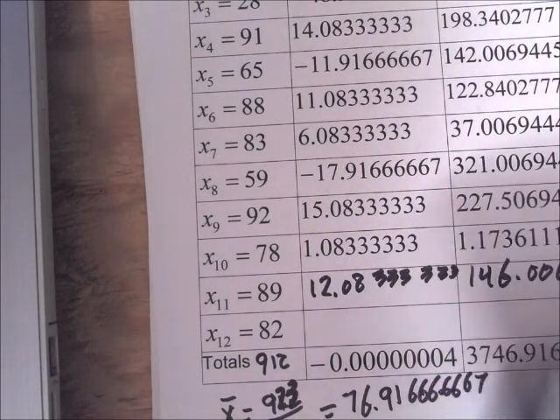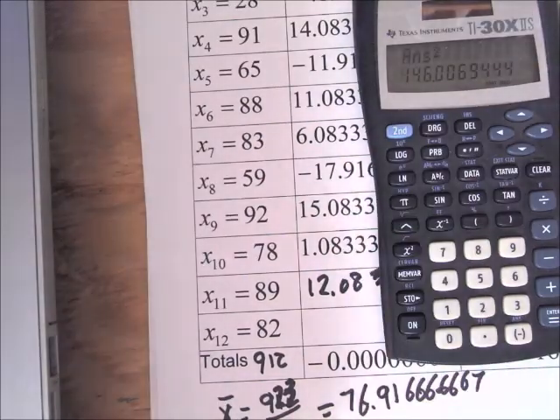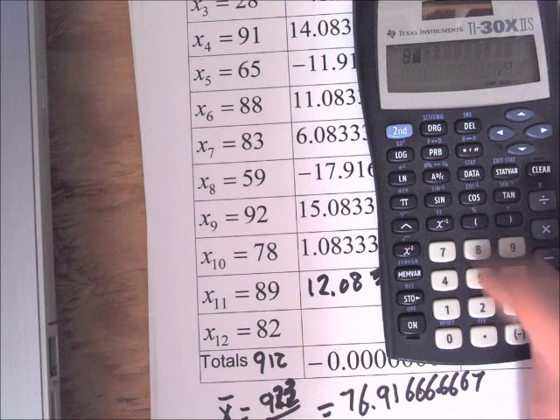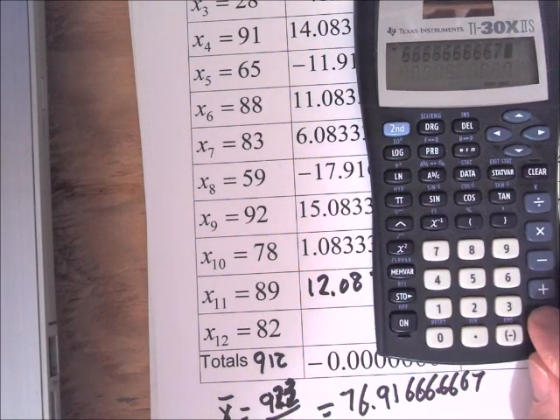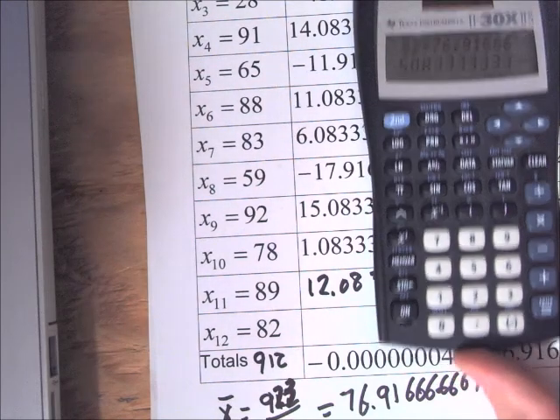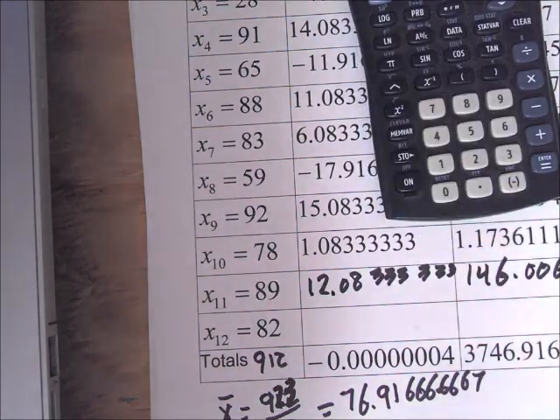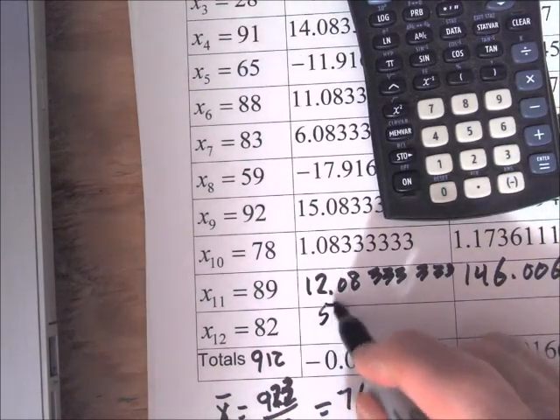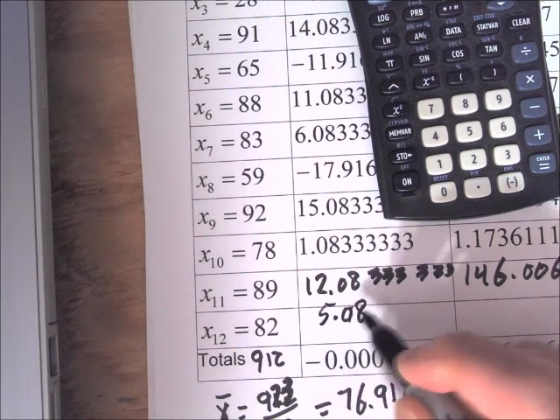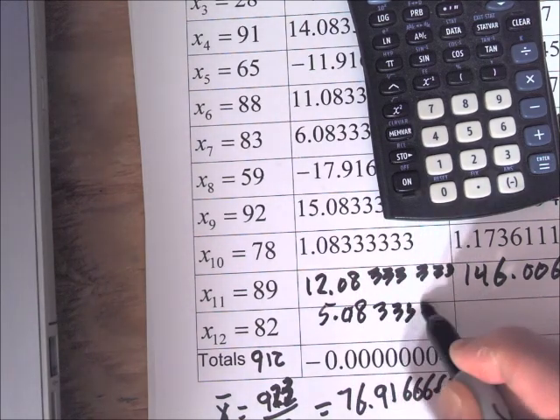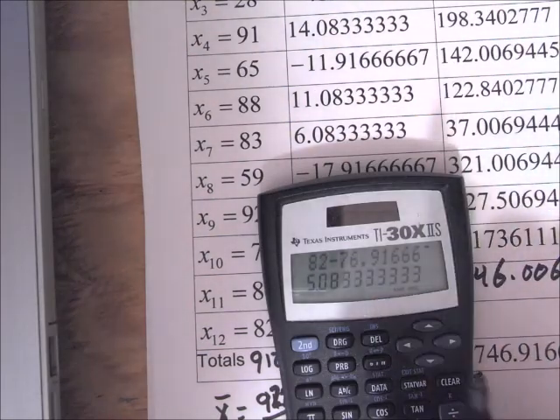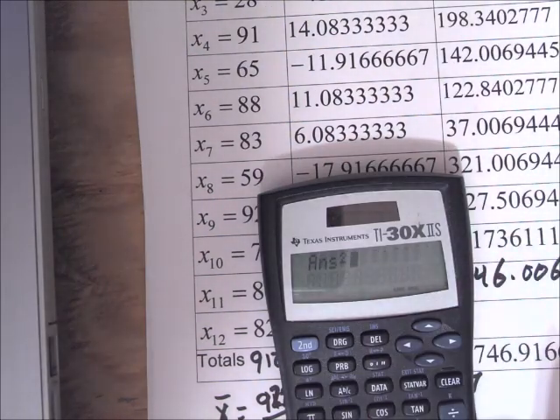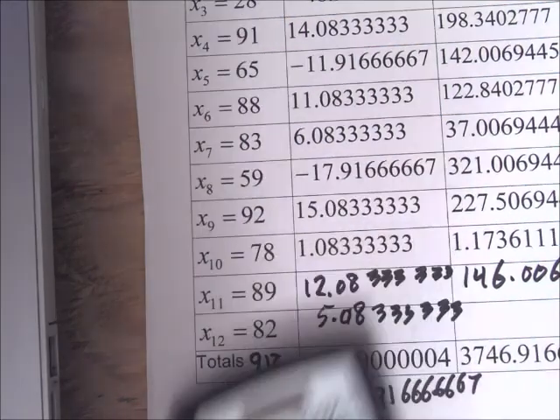Okay, and then the last one, 82 minus second recall equals 5.08 in repeating threes. And then square that, and it equals 25 point something.